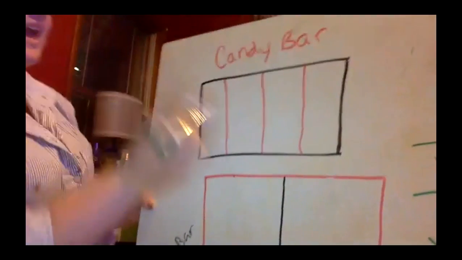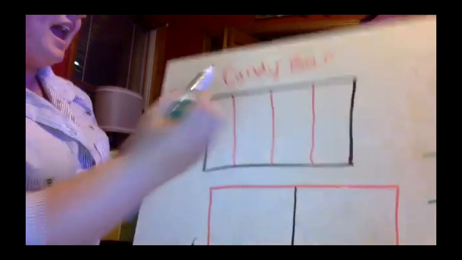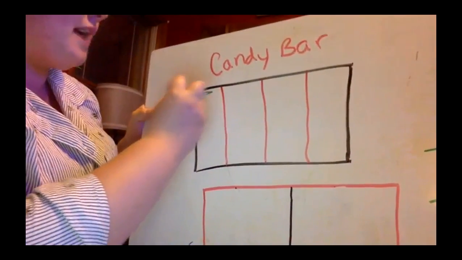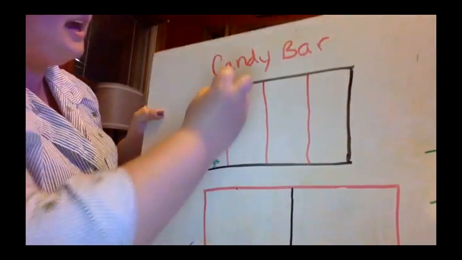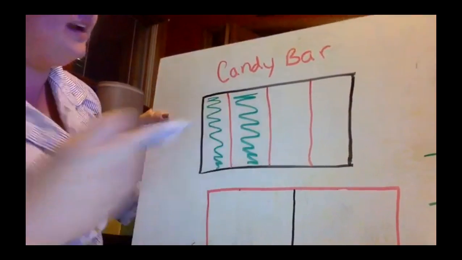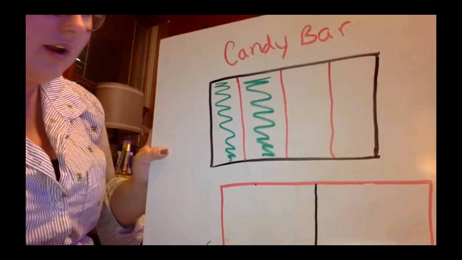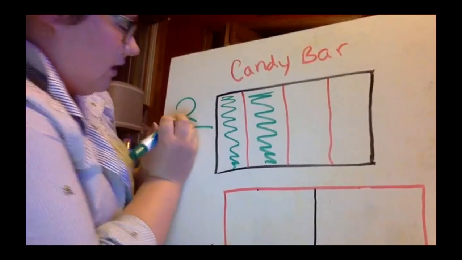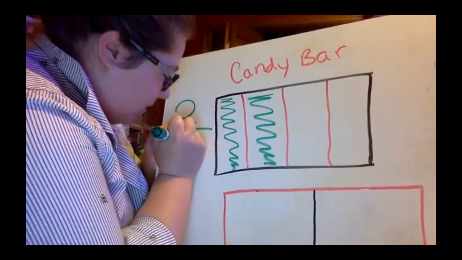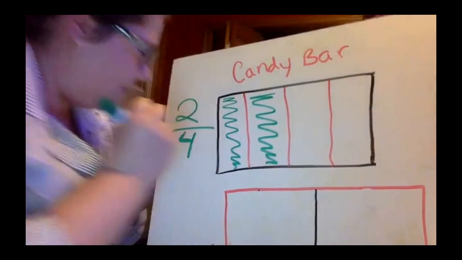So say we have a candy bar, and you have a piece here, and you're going to share this piece with your friend. What is that fraction? 2/4. Okay. And Zamora, we're about to get to that 1/2.